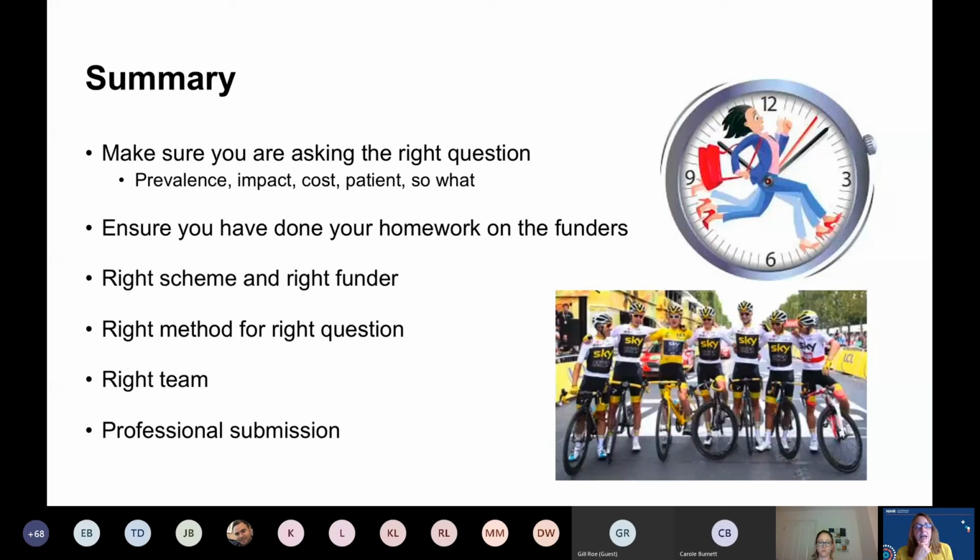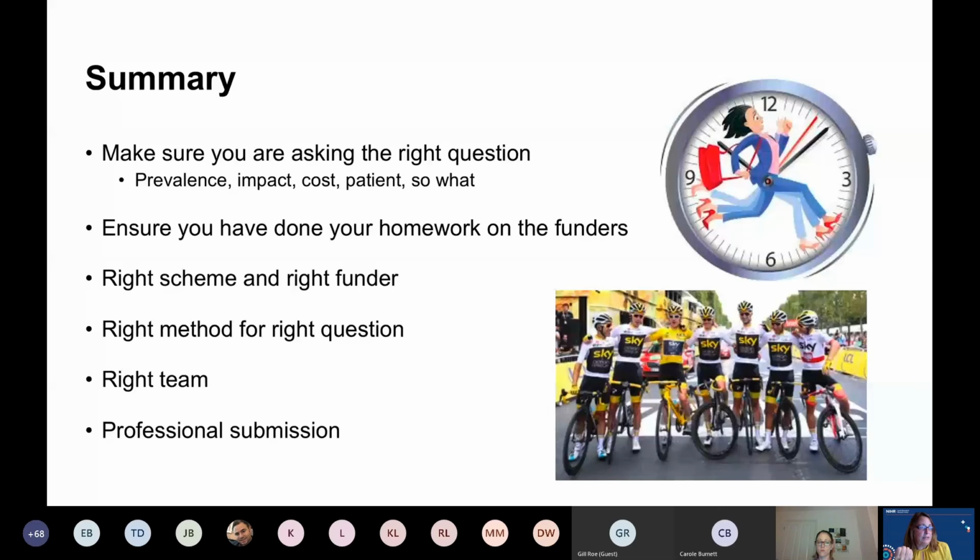So finally, just a couple of quick things. Make sure you're asking the right question and with the right people. Prevalence, impact, cost, patient burden, and so on. Homework is essential. Knowing your funders and your schemes, knowing the right methodology for the right question, and knowing that you don't necessarily know all these things at the moment, I think is really important.